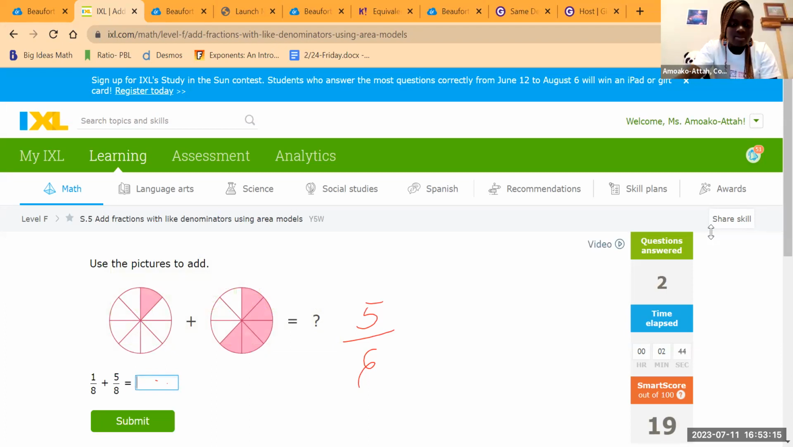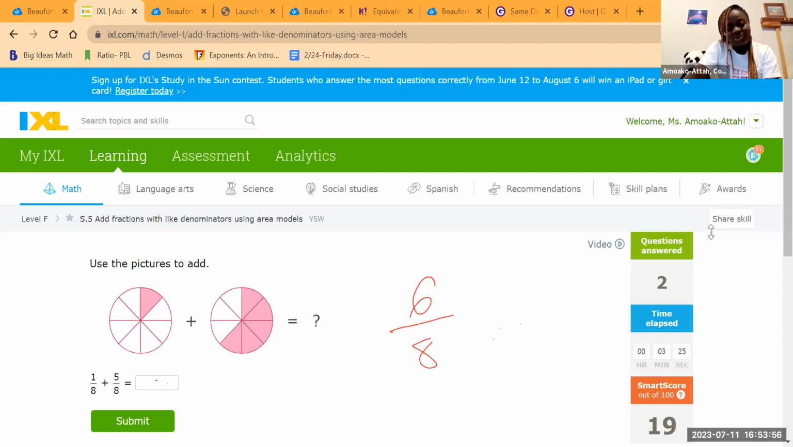Okay, now we come to the next one. The next question. We have two fractions again, two models. So first, add the two models together, all right? The first one is 1/8 plus 5/8. We add the shaded portions together. We add 1 to 5. That is giving us what? 6. 6 out of the total or the common denominator, which is 8. So the final answer will be 6/8.